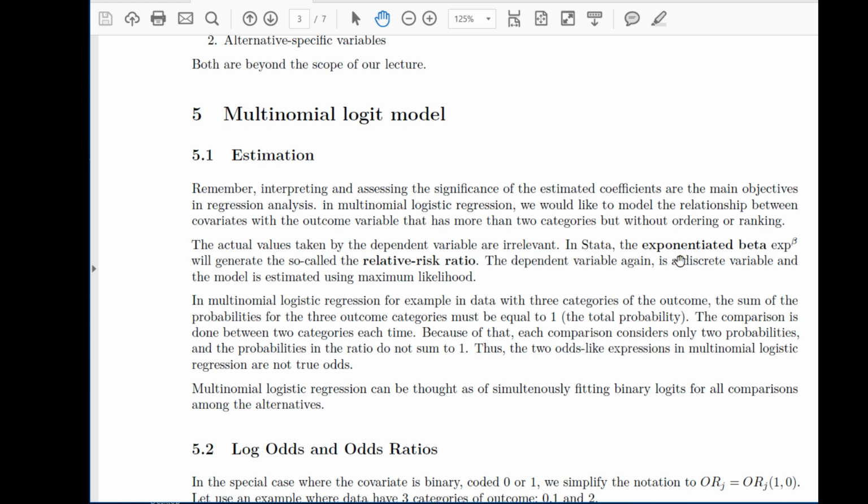In Stata, if you estimate the beta value, which is the log odds, and then you exponentiate the beta value, the value that you get is called the relative risk ratio. Okay, relative risk ratio.